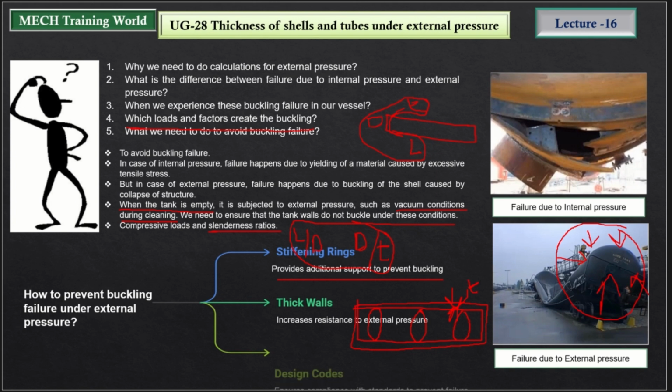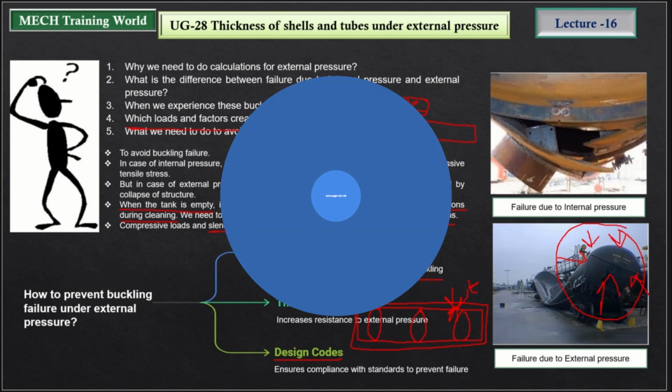Okay, the next one is design codes. We need to follow proper design codes like ASME BPVC Section 8 Division 1, and whatever other codes, also the EN codes, to calculate this thickness under external pressure. We need to follow these three concepts, and we can avoid the buckling failure. I hope you understand all these basic concepts before going to derive the UG-28 thickness formulas. So let's start. Let's continue the session.